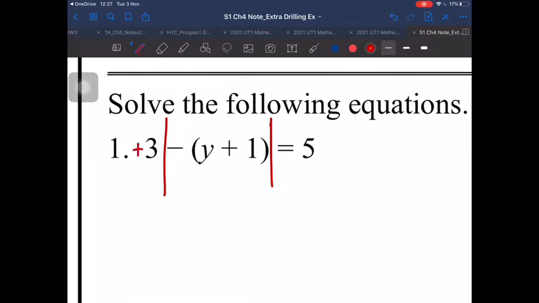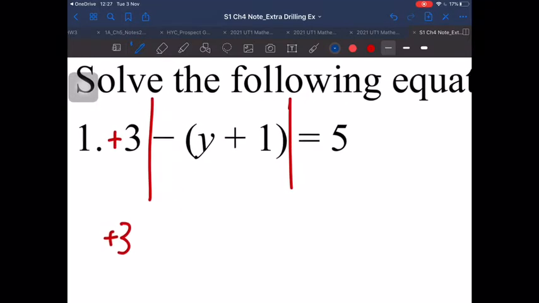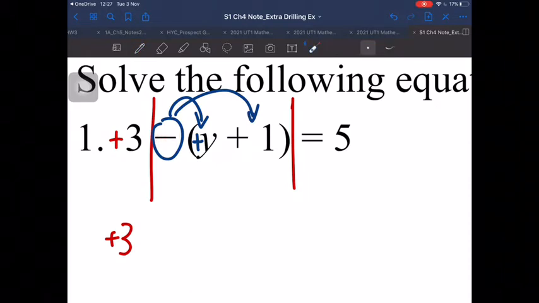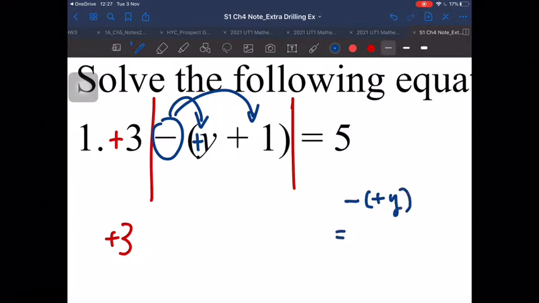As for this positive 3, we cannot do anything, just rewrite positive 3. Next part, you have to pay attention to minus the group of y plus 1. The y plus 1 is positive, right? Think about the minus and the distributive law. So minus times positive y, what is the answer here? Negative times positive should be negative, so it will be negative y.